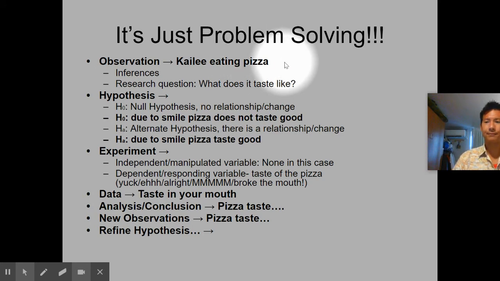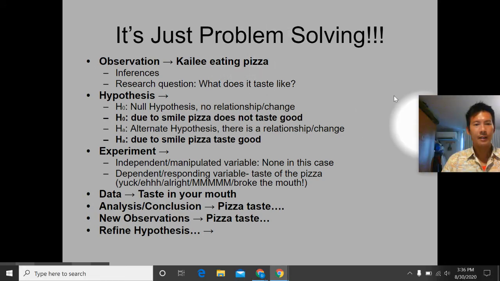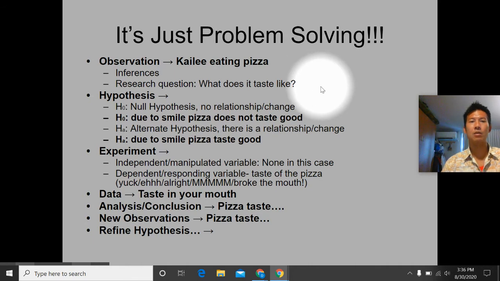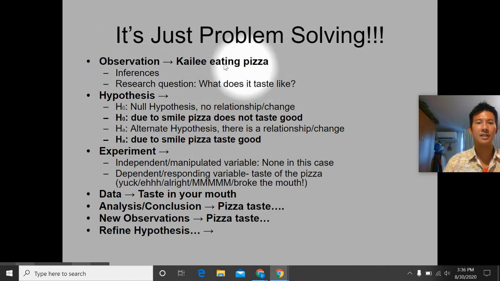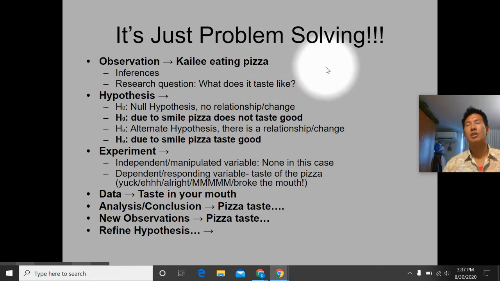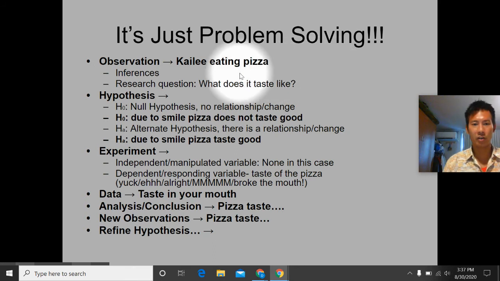Okay, in this case, imagine you see someone named Kylie eating a pizza. Okay, now Kylie's eating a pizza and she starts smiling. All right, now you've got these two sets of observations. Kylie's eating a pizza and she's smiling. Okay, now because she's smiling, the inference I would come up with is that, you know, it tastes good.